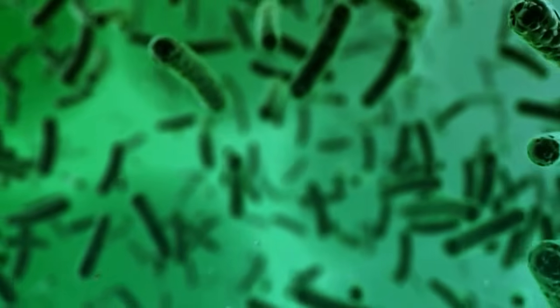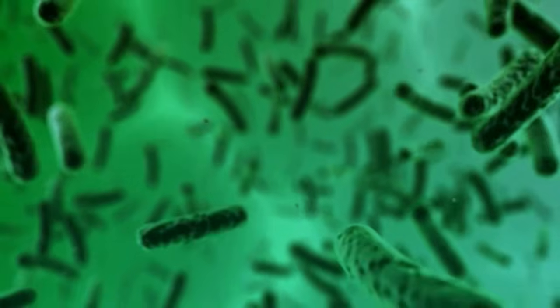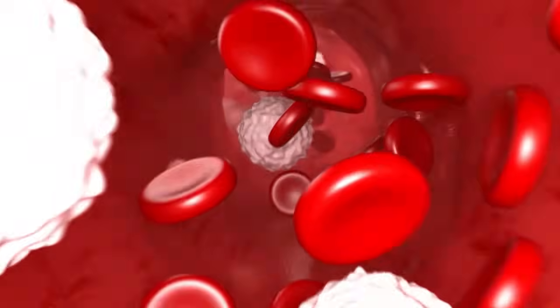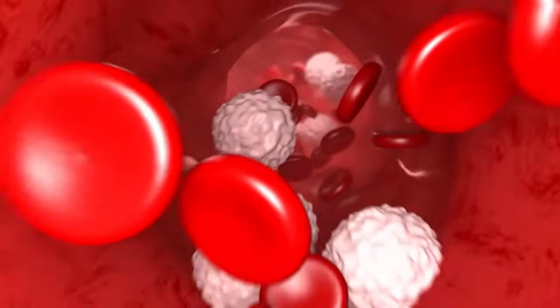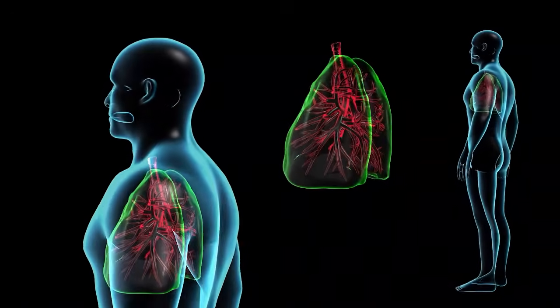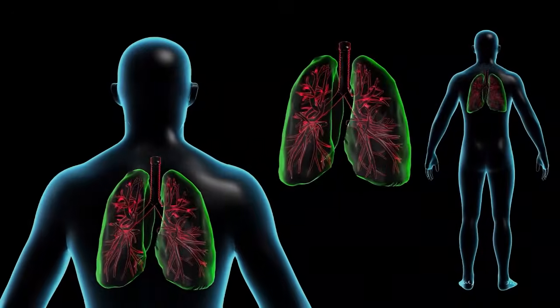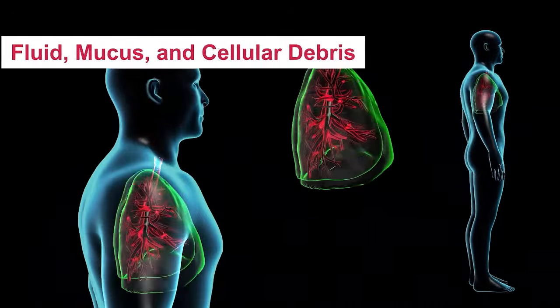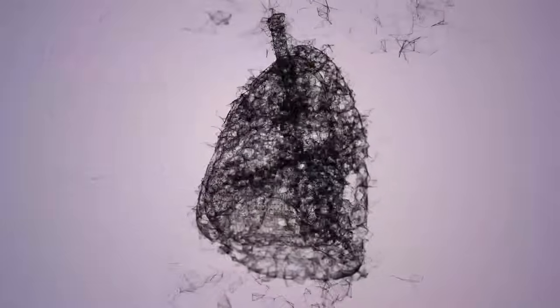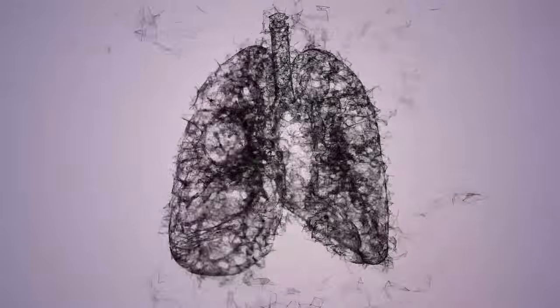When germs enter the lungs, the body attempts to defend itself by activating the immune system. Large numbers of white blood cells travel to the infected areas to fight the invading organisms. While this immune reaction is necessary, it also triggers inflammation. The air sacs become swollen and filled with fluid, mucus, and cellular debris, which narrows the space available for air to move through. Because of this inflammation, oxygen absorption decreases sharply.